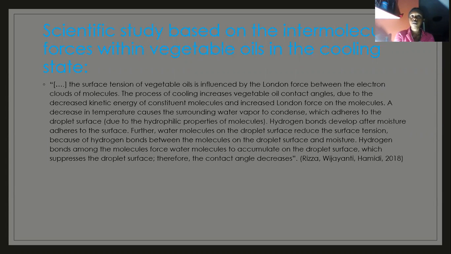A decrease in temperature causes the surrounding water vapor to condense, which adheres to the droplet surface due to the hydrophilic properties of molecules. Hydrogen bonds develop after moisture adheres to the surface. Further, water molecules on the droplet surface reduce the surface tension. Because of hydrogen bonds between the molecules on the droplet surface and moisture, hydrogen bonds among the molecules force water molecules to accumulate on the droplet surface, which suppresses the droplet surface. Therefore, the contact angle decreases.